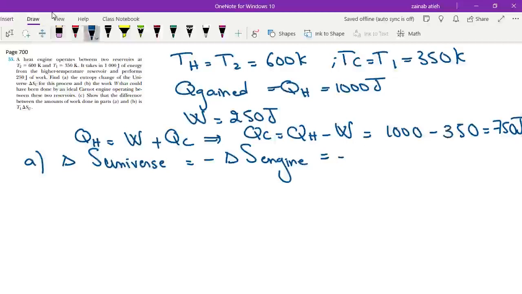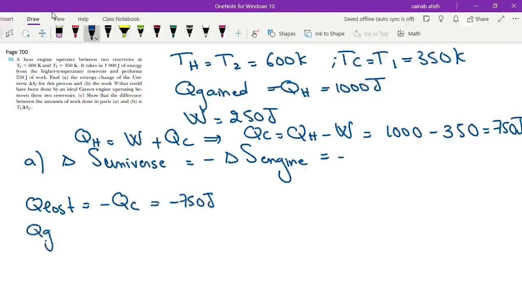Q cold is 750 joules. This means the engine took 1000, did work of 250, and rejected 750. Okay? An engine always works this way. So for delta S, this Q cold is the value we lost, as an absolute value, whereas Q lost is minus 750 joules. Q cold by definition is positive.